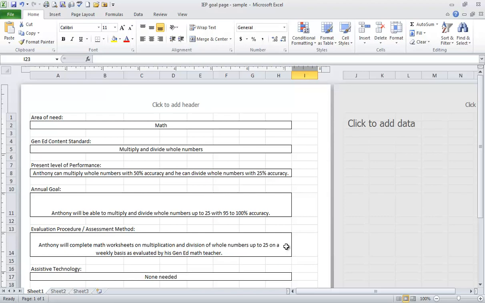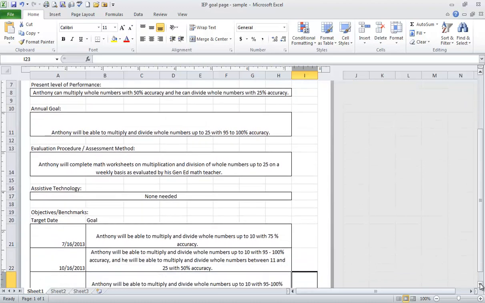So the evaluation procedure needs to include the tool, the frequency, and the individual responsible for assessing that tool. In this case, Anthony might do worksheets every day, but the ones that will be used to determine his progress on this goal will be done just once a week. If Anthony had assistive technology, we could include that here. It might be things like he can use a calculator. At this level of math, I wouldn't recommend that, but that might be an assistive technology for a math goal.